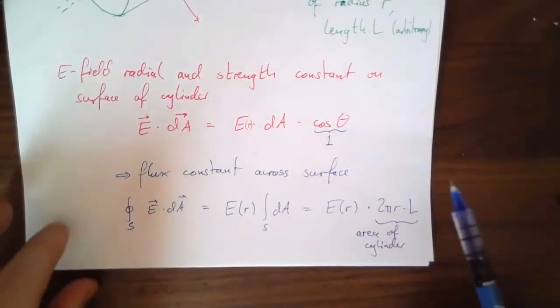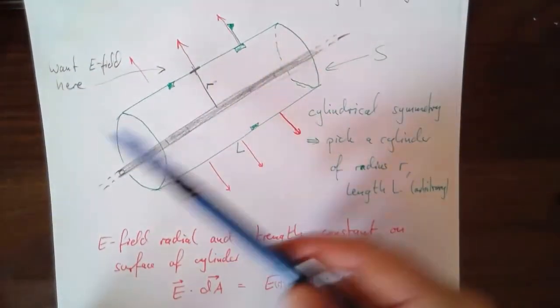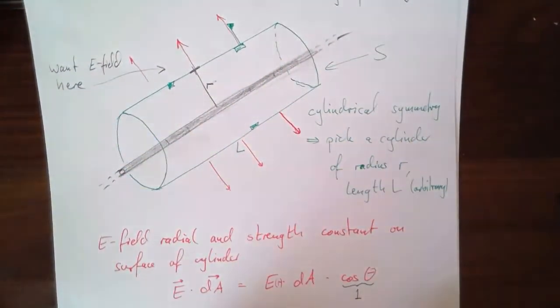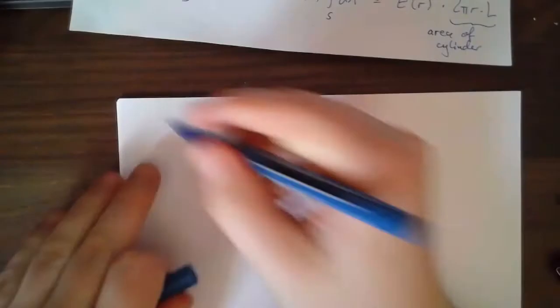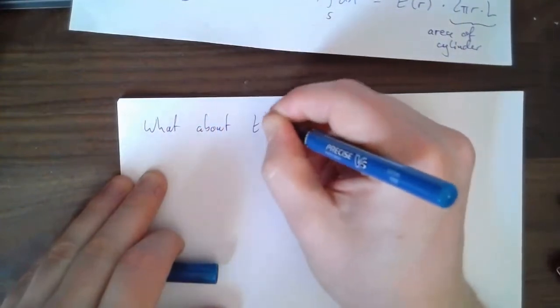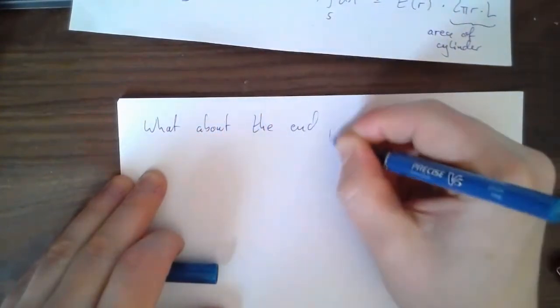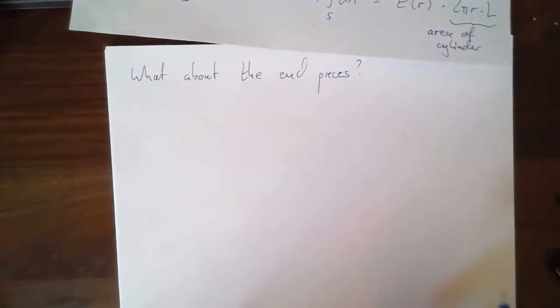Okay. The part that I haven't talked about yet is the ends. The end pieces, those little circles, they have to be included. If they're not included, it's not a closed surface. If you imagine filling the cylinder with water, I need to have those end pieces closed. But what about those end pieces? Let's write this down. What about the end pieces?